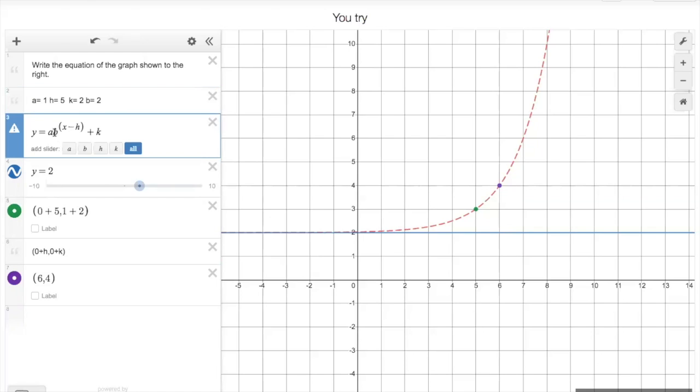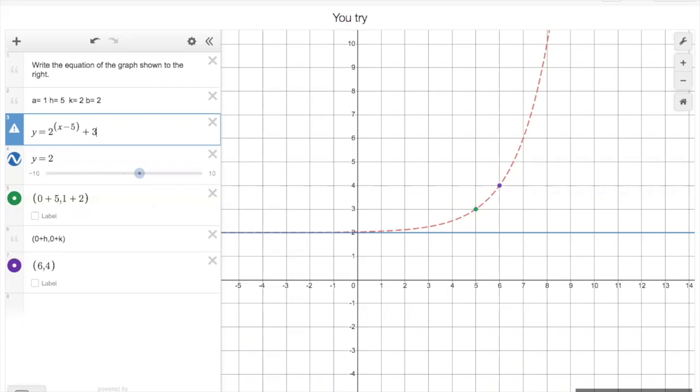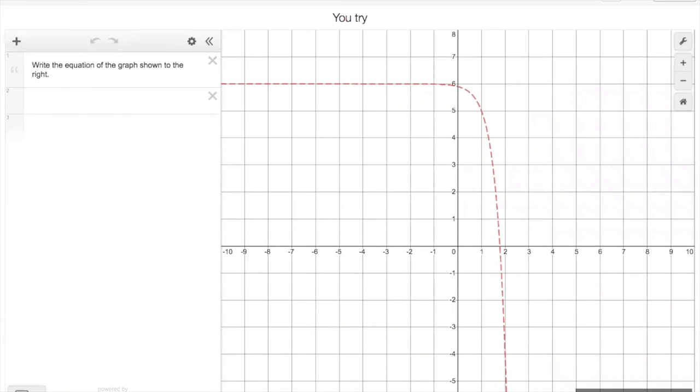So now it's just a matter of filling the cell in. Well, A is 1, so we can get rid of that. B is 2. H is 5. K is, oh, not 3, sorry, 2. And there we go, it falls on our graph. All right, go ahead and pause the video and try this one.